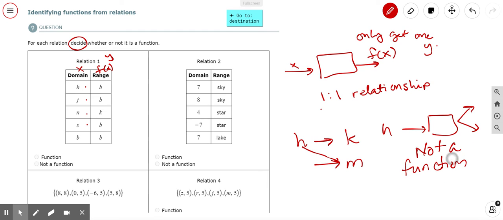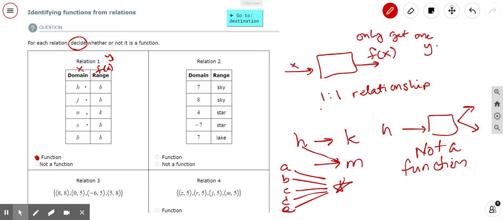So don't look at the y's, don't look at the outputs, because they can be unique or they can be the same. What you need to look for is a repetition of the input. And in here, there is no repetition, so it is a function. It doesn't matter that they spit out B. You can have A, B, C, D, E all go to the same value and it wouldn't matter, because they only have one output when you put them into the machine.